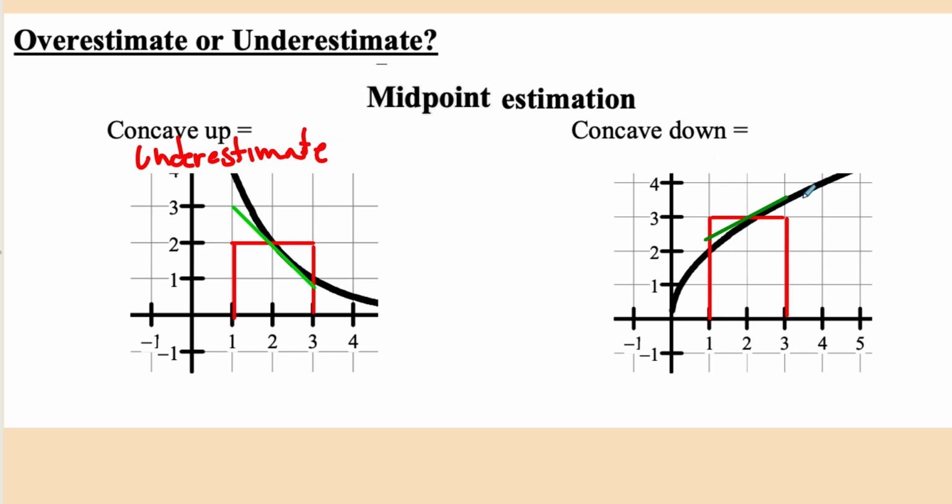When it's concave down, the tangent line lies above, and so the trapezoid that's formed by redistributing these triangles will be an overestimate.